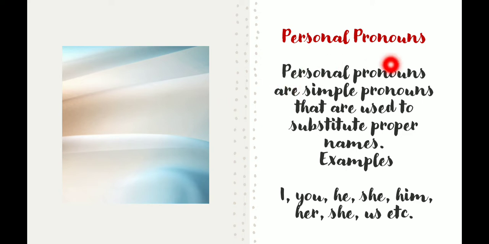Number 1, personal pronouns. Personal pronouns are simple pronouns that are used to substitute proper names. For example, I, you, he, she, him, her, us, etc. Example sentence: I like him. I and him both are personal pronouns. Now there are 2 kinds of personal pronouns.